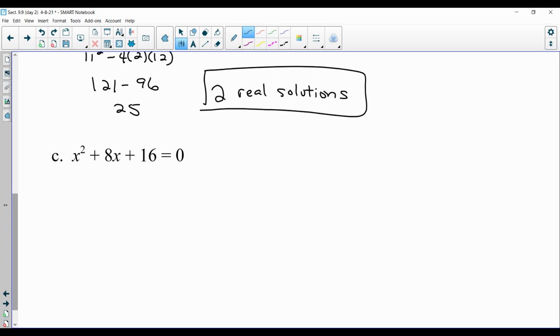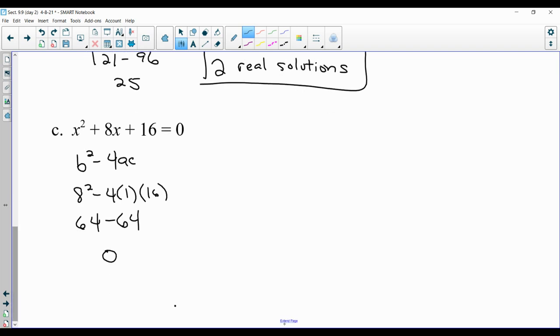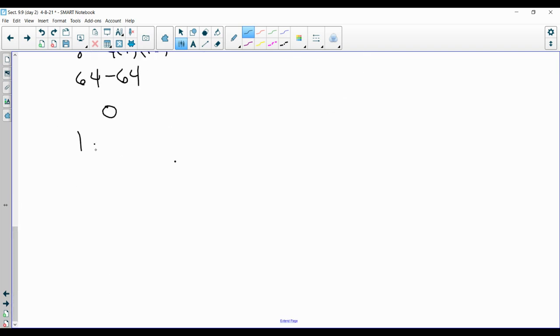Okay, now this one here, we had a negative number, we had a positive number. Those of you who are pretty intuitive will probably figure out this is going to be 0. So we go through each case. So b squared minus 4ac is going to be 8 squared minus 4 times 1 times 16. And I get 64 minus 64, which is 0. That means I have 1.